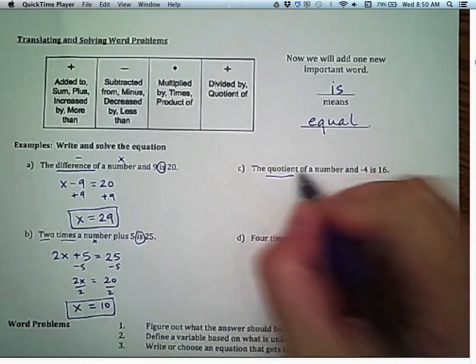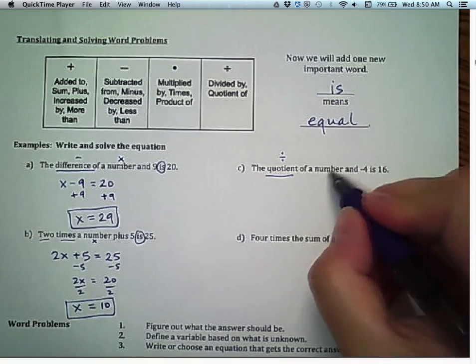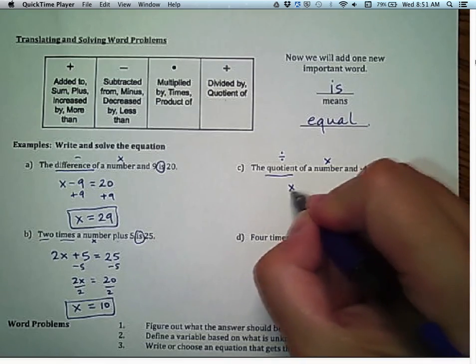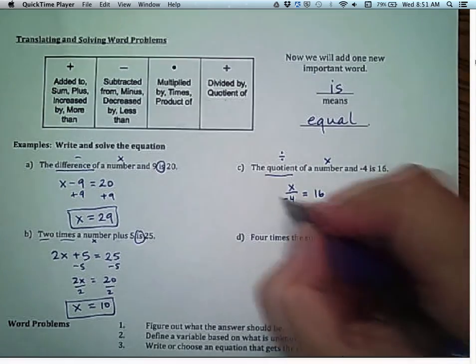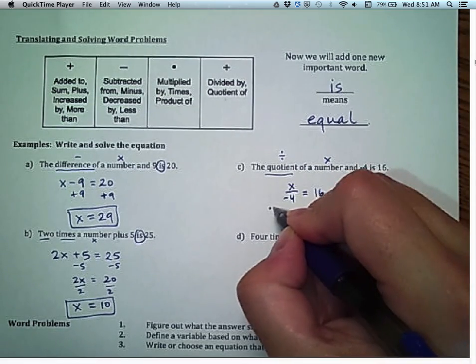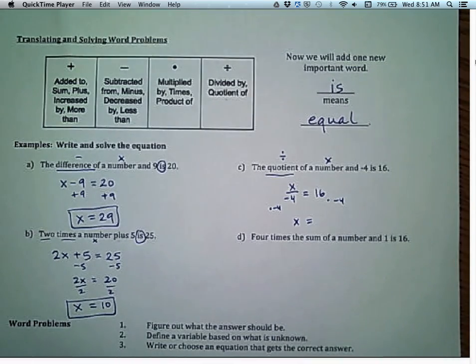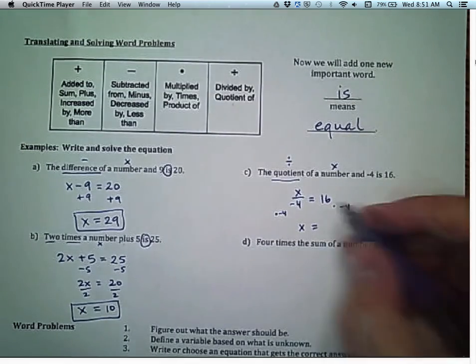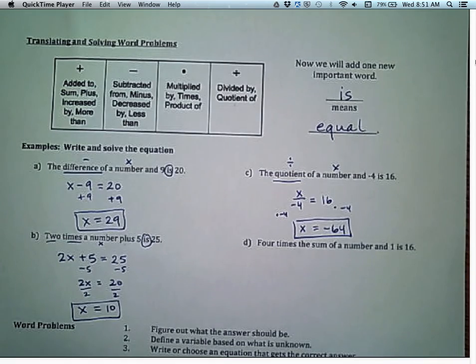All right, quotient is kind of a funny word, but we can see up here quotient means divide if we weren't sure about that. So the quotient of a number and negative 4 is 16. So x divided by negative 4 equals 16. All right, we know that the inverse of divide is multiply, so we're going to multiply both sides by negative 4. So x equals, and I'm not sure actually what 4 times 16 is, so I'm going to go to my calculator. 16 times negative 4, and I get negative 64. Okay, so use your calculator anytime you're not sure about those answers.